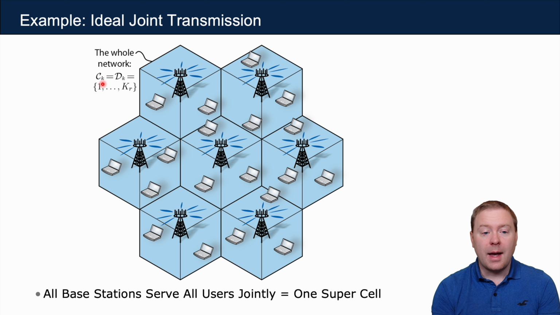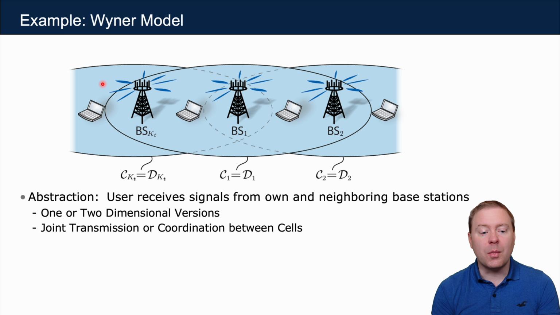Another example is the so-called Wyner model, which is an abstraction in information theory, where the user receives signals from its own and the two neighboring base stations in the one-dimensional case I'm illustrating here. It could also be a two-dimensional case where all of the surrounding base stations are the only ones that reach you. In this case, you will receive data from your own base station, D1, and the outer circle will also encapsulate the users in between you and the base stations next to you. And you can define this with joint transmission or coordination between the cells in a very different way.